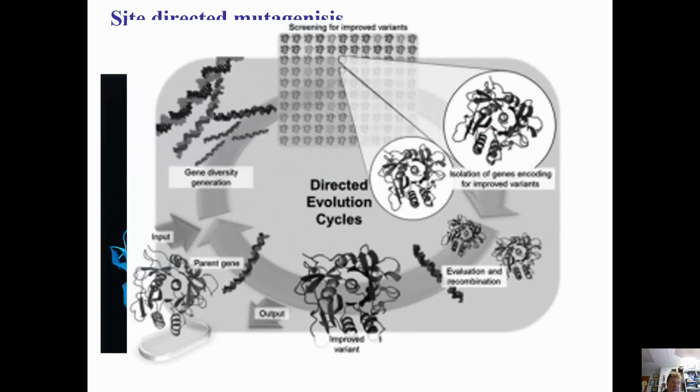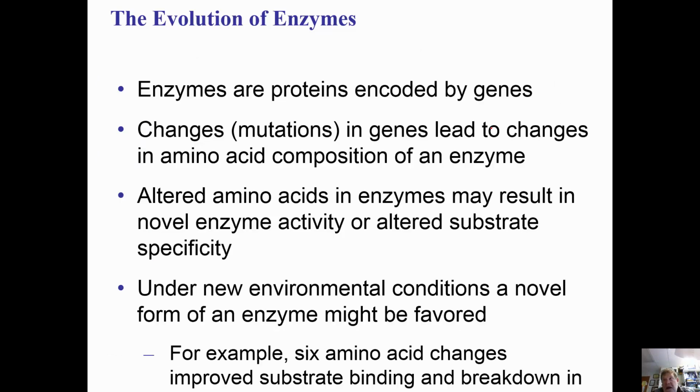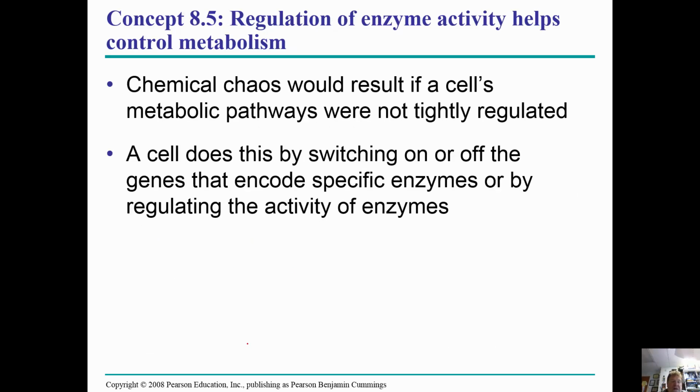where we can actually take an enzyme and evolve it. And believe it or not, all of life may have evolved from one enzyme. It's a theory. Enzymes are proteins that are coded by genes. Changes or mutations in the genes lead to changes in the amino acid composition of an enzyme. Altered amino acids in enzymes may result in novel enzyme activity or altered substrate specificity. Under new environmental conditions, a novel form of the enzyme might be favored.